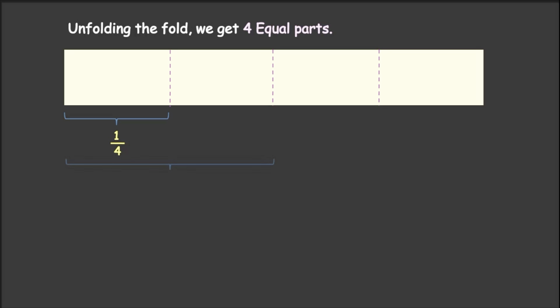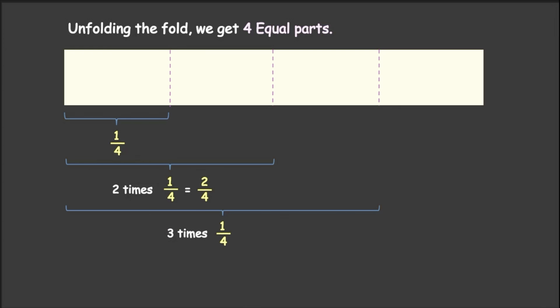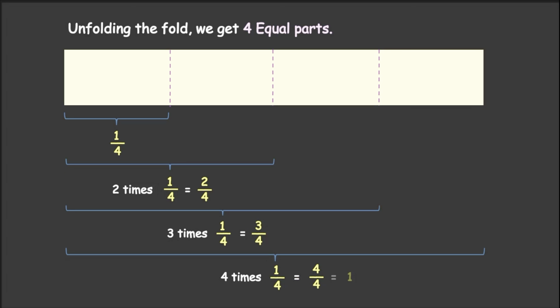If we take two such parts, that means we are adding 1 by 4 and 1 by 4. It becomes 2 times 1 by 4, that is 2 by 4. If we take three such parts, it becomes 3 times 1 by 4, that's 3 by 4. And if we take all four parts together, we get 4 by 4, which is equal to 1. That's one complete strip again. So fractions are simply equal parts of a whole.